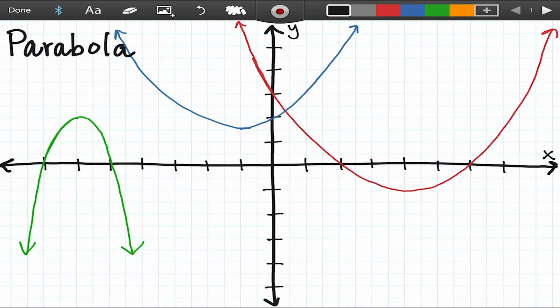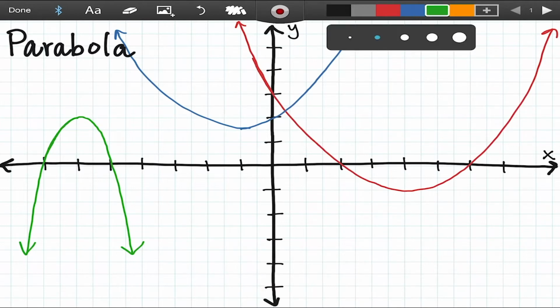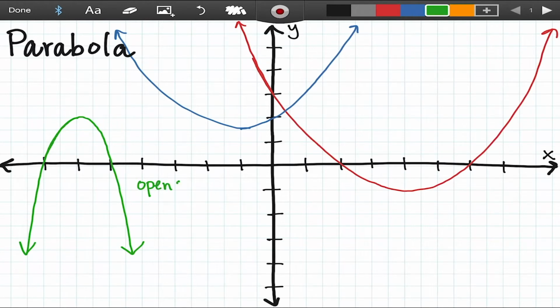I have 3 different parabolas on here, and people are going to say different things. Just some vocabulary for us right now. Like this green graph over here, people are going to say that it opens down, because look, it's going down. And these other 2, the red and the blue one, both open up.